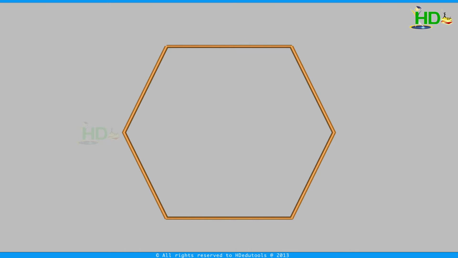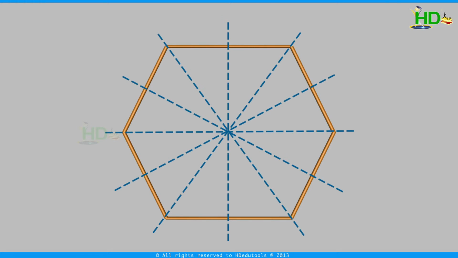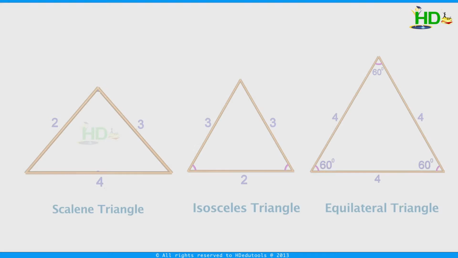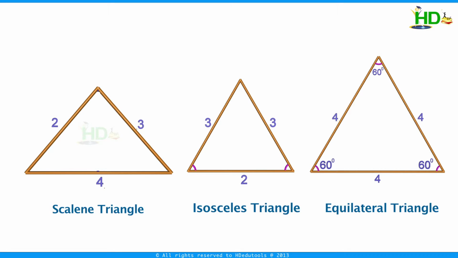In the case of a regular hexagon, you can draw symmetric axes like this. Therefore, we find the number of axes of symmetry is 6. From this we can understand that a regular polygon has the maximum number of axes of symmetry. Suppose we consider these three triangles. In the case of this triangle, we can draw more lines of symmetry compared to these two. That means a regular polygon has the maximum number of axes of symmetry.